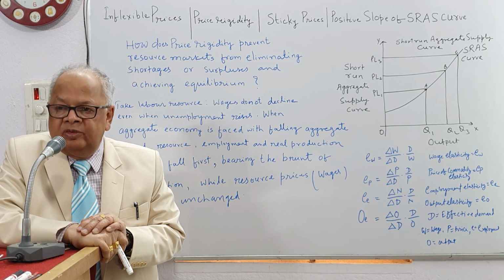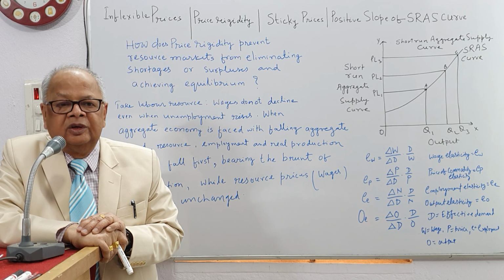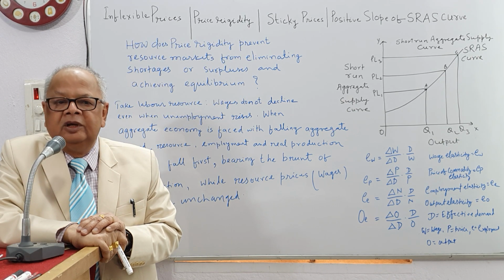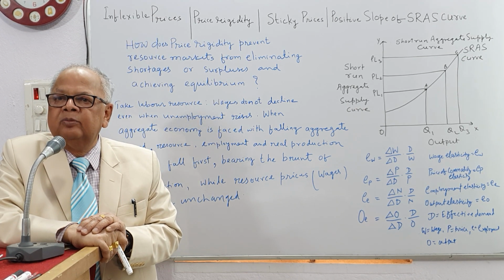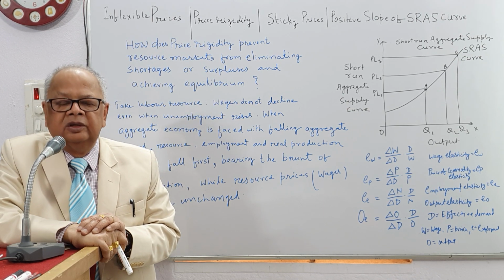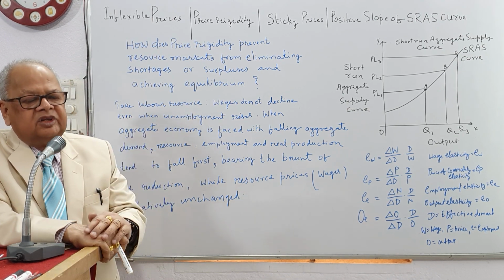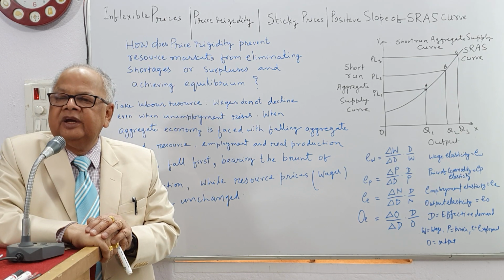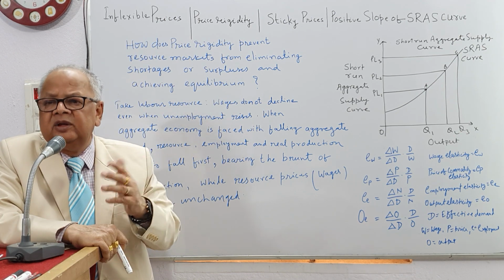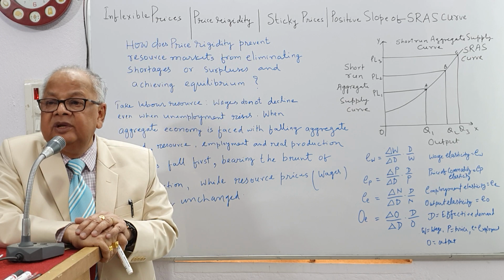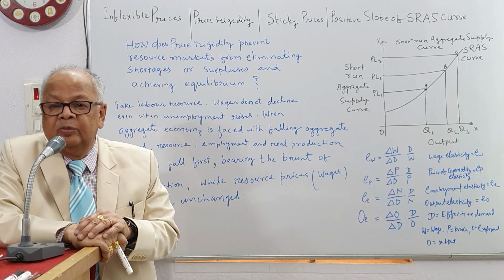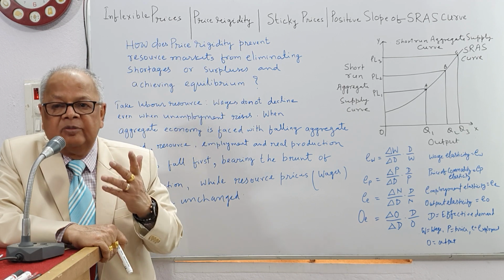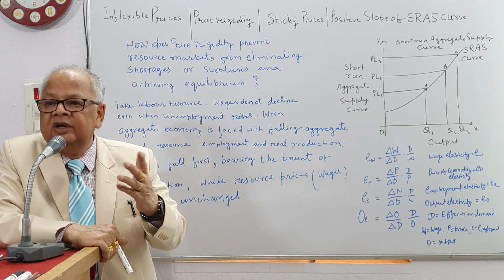If there is no private demand, then government demand. If there is no private investment, then government investment, public investment, public expenditure. This will increase the total expenditure in the economy and push up the aggregate demand. What is aggregate demand? In macroeconomics, aggregate demand means consumption plus investment plus government expenditure plus net export.